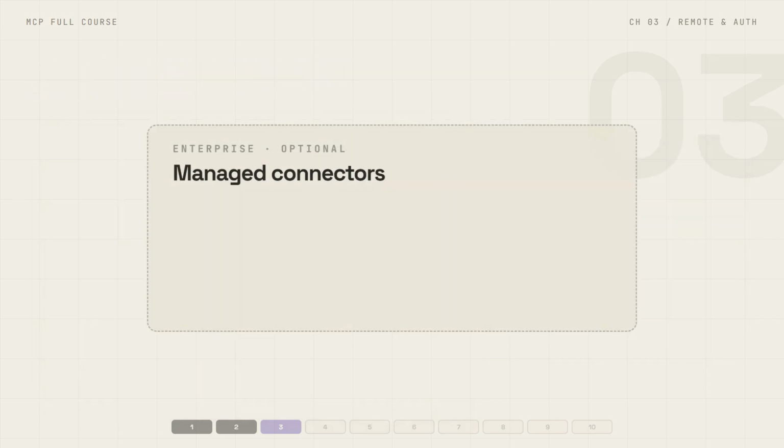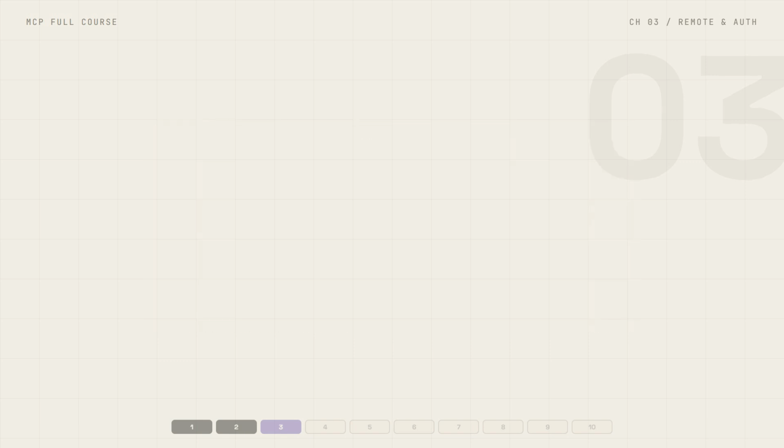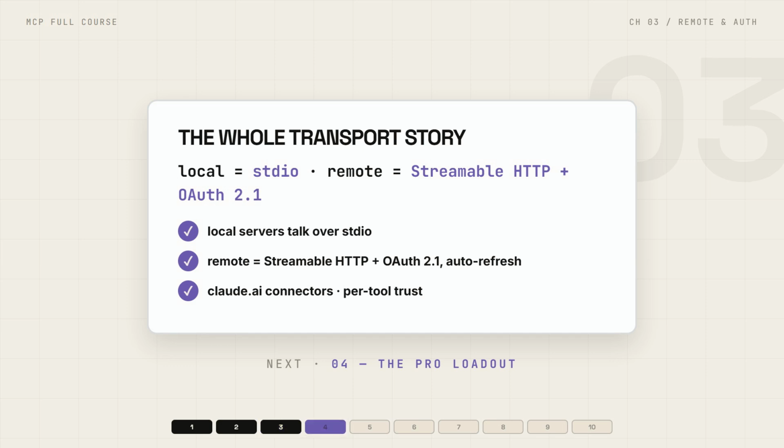And if you're in a company, enterprise-managed connectors let the admin wire servers through your identity provider once. Everyone gets them, zero setup. Know it exists. Local equals standard input-output. Remote equals Streamable HTTP plus OAuth. That one sentence is the whole transport story. Next, running a real fleet without drowning.